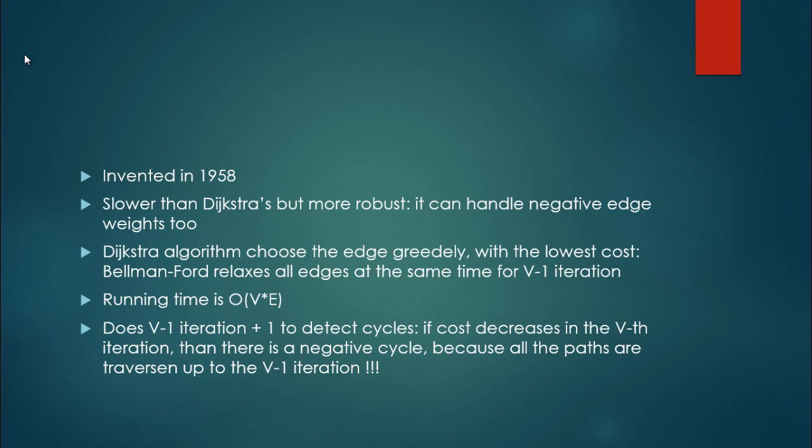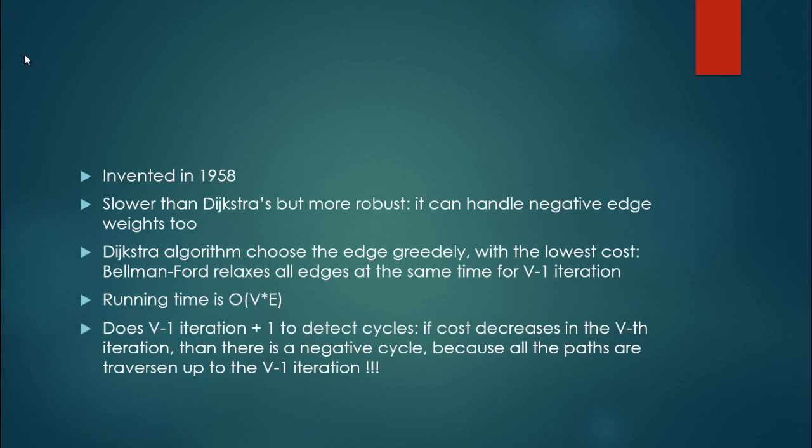So the running time is O(V times E), where V denotes the number of vertices and E is the number of edges. So it is a slower algorithm than Dijkstra's, but it is much more general. I mean, it's much more robust. It can handle negative edge weights.